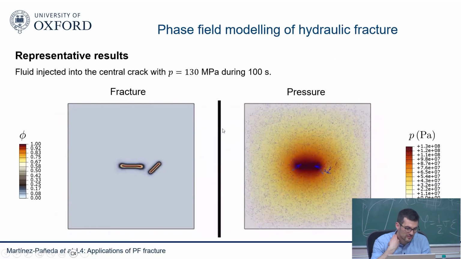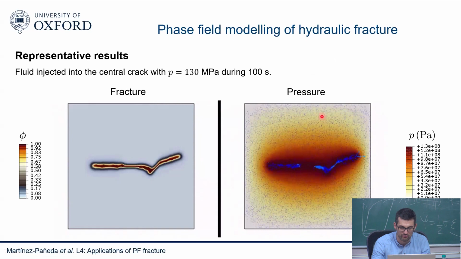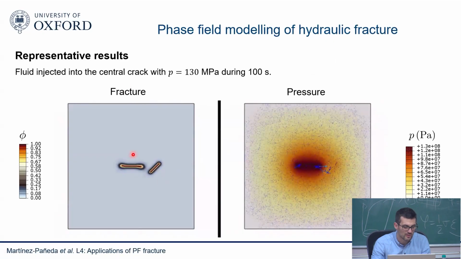And then, well, this is some representative example. So in this case, here I'm plotting the fluid pressure. This is what you're solving for. You can see that it's increasing inside of the crack. Here, basically, there's two cracks.